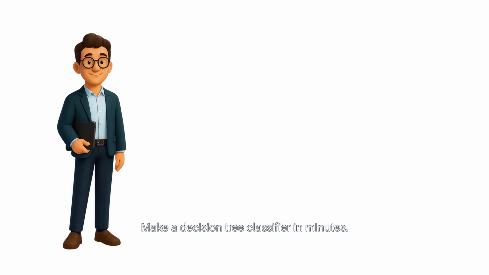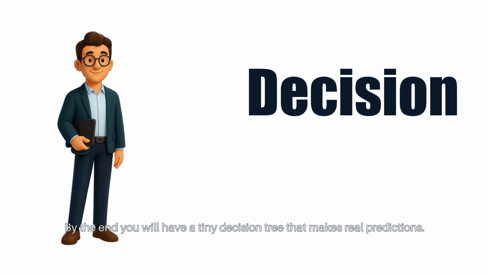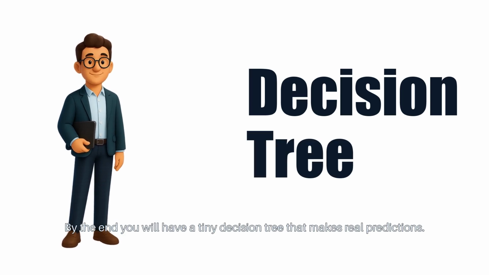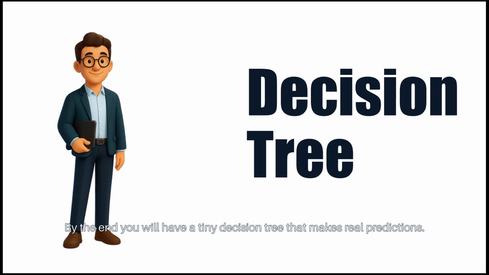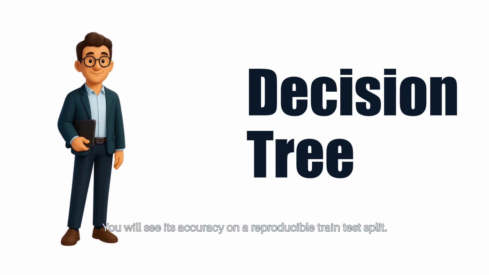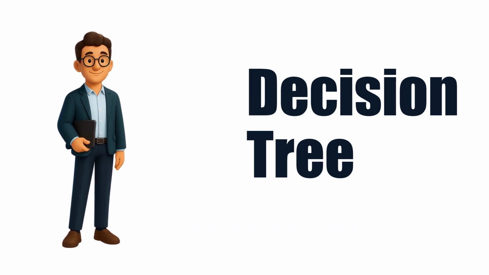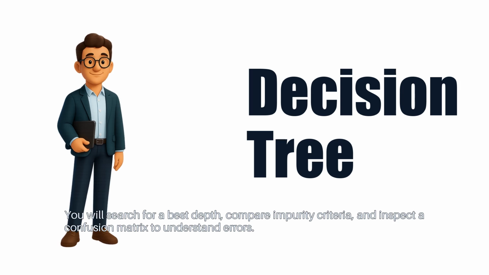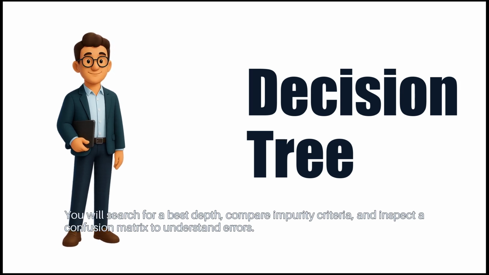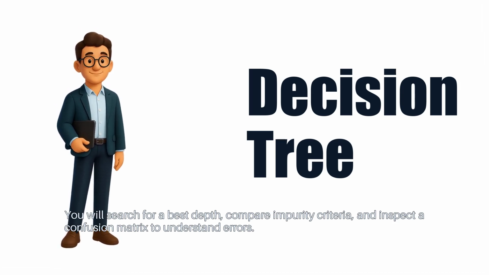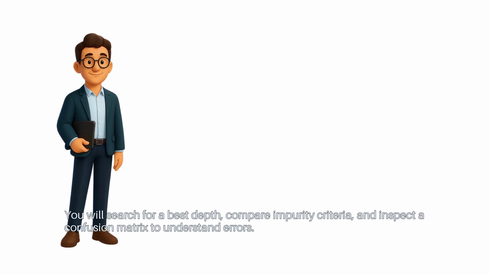Make a decision tree classifier in minutes. By the end, you will have a tiny decision tree that makes real predictions. You will see its accuracy on a reproducible train test split. You will search for a best depth, compare impurity criteria, and inspect a confusion matrix to understand errors.